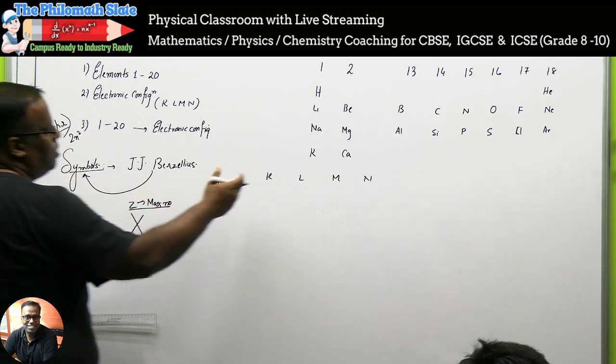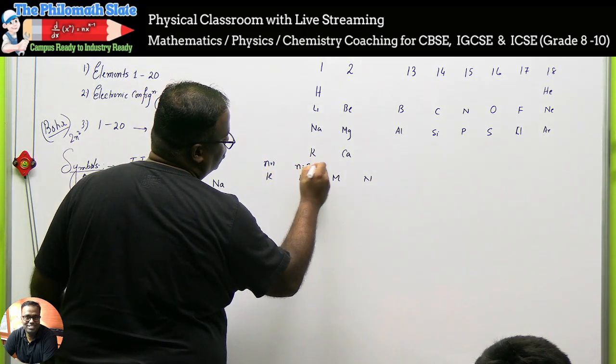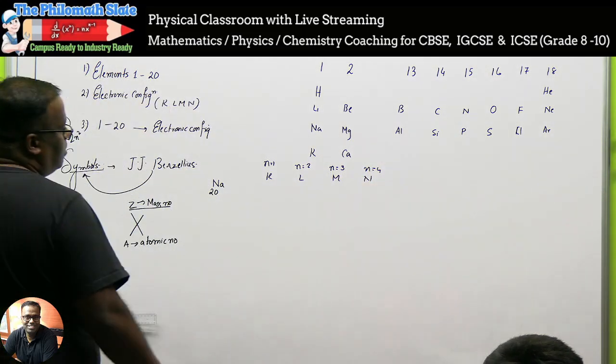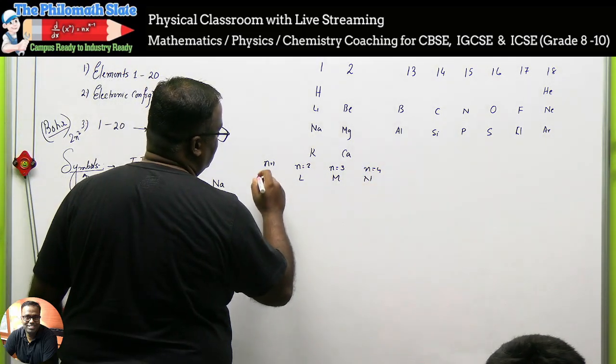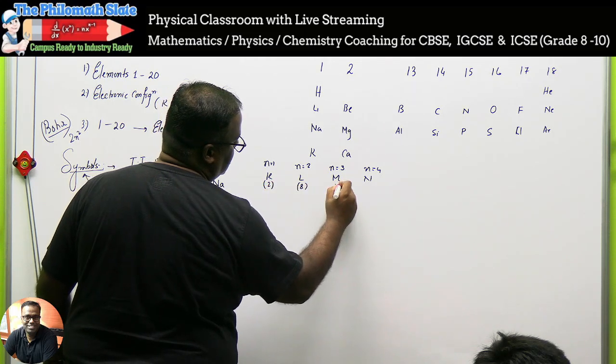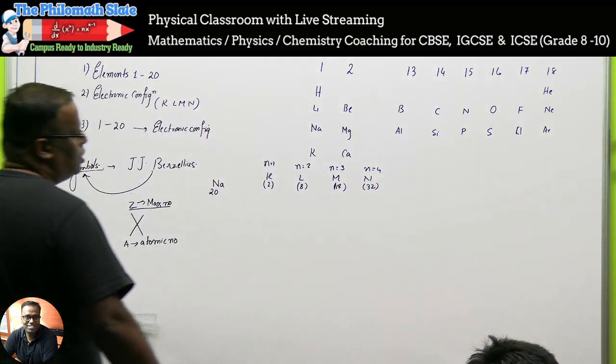2n square gives you the maximum number. So here n will be equal to 1, n equal to 2, n equal to 3, n equal to 4. And I'm also writing the maximum electrons that you can have: 2, 8, 18, and this is 32. Okay.